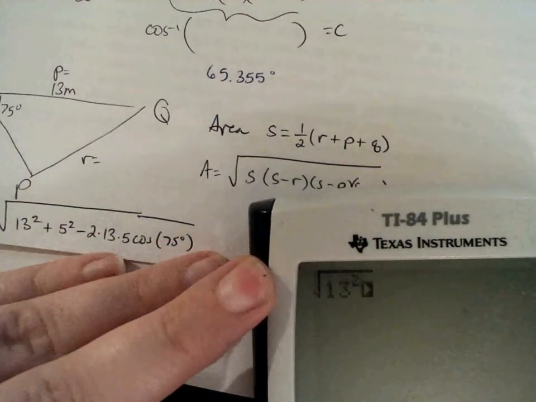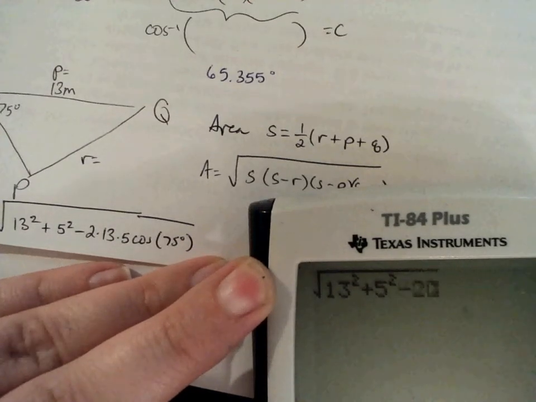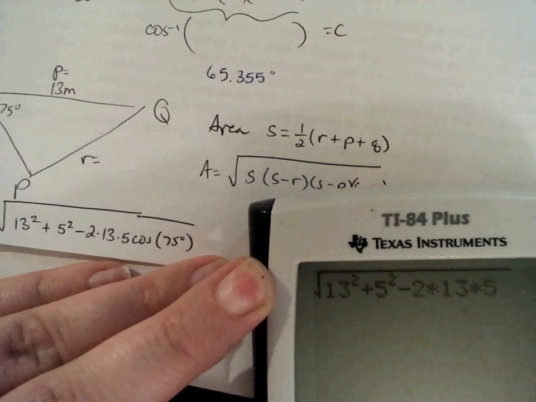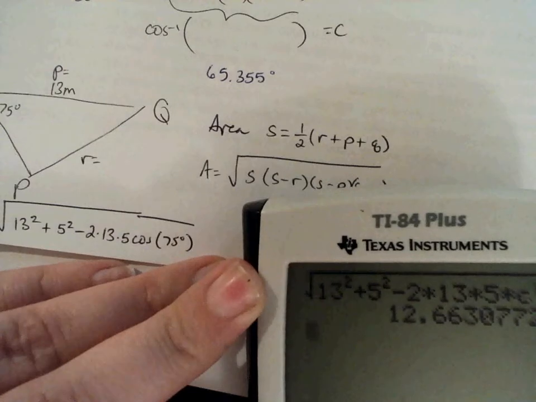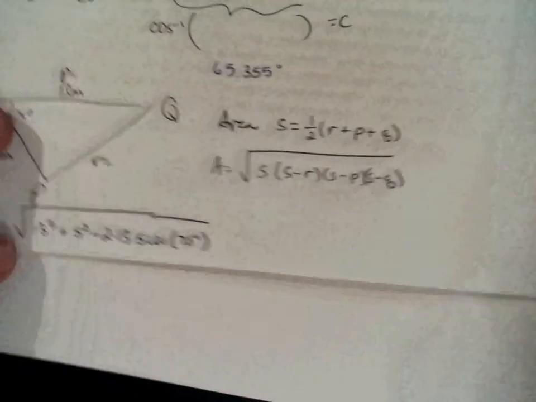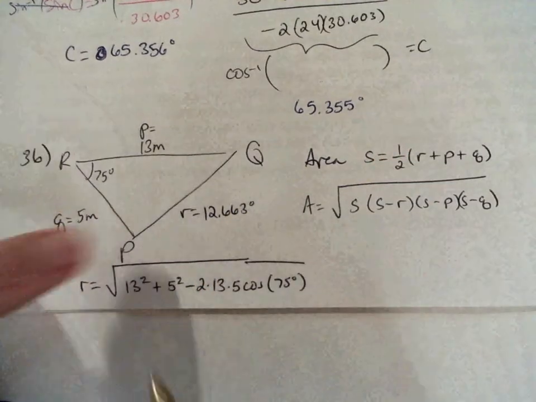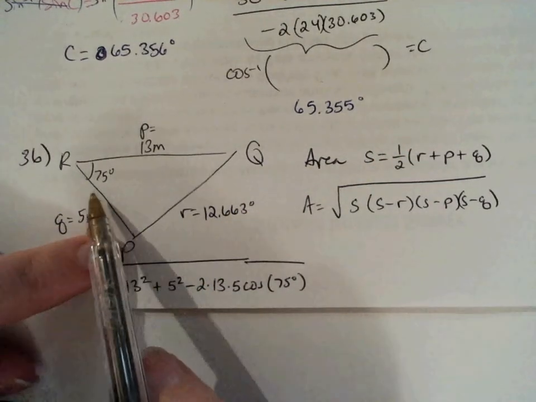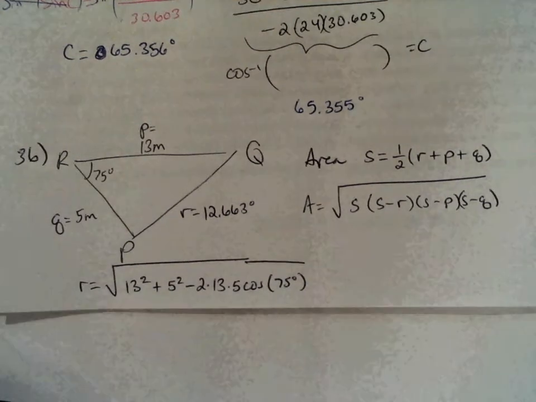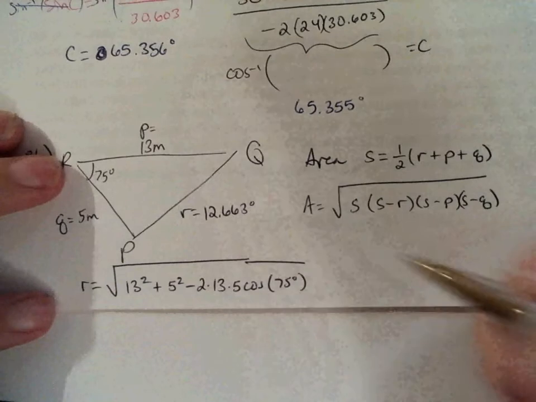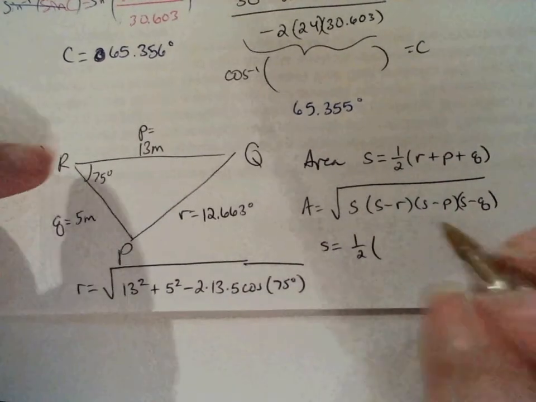I hate that my lighting is so weird right now. I don't know what's going on. It's evening, whatever. 13 squared plus 5 squared minus 2 times 13 times 5 times the cosine of 75 degrees, and I get 12.663. Which must mean that angle P is going to be larger than 75. Just a thought, but we're not having to solve this, so we're just finding the area.